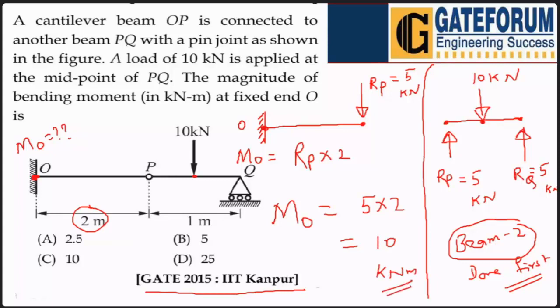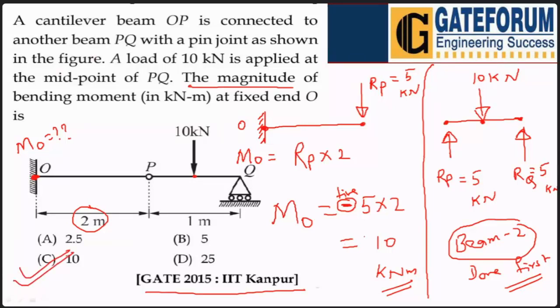You may ask, sir, why you are leaving this minus sign, this negative sign? Because here it is the magnitude only, the magnitude of the bending moment at point O. So we will not go for the sign, plus or minus. That is why I was leaving it. But actually it is minus 5 into 2, that is minus 10 kilonewton meter. Actually it is minus 10, but the right answer is 10, because we have the magnitude here.